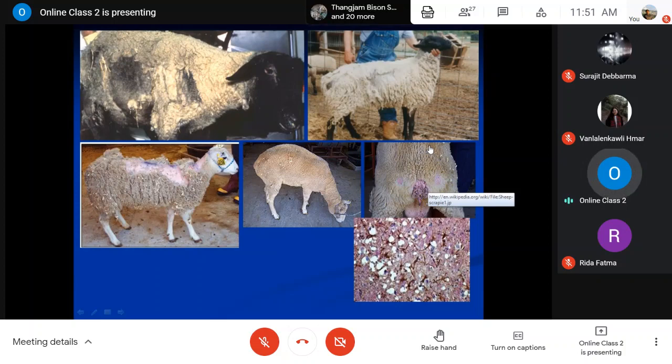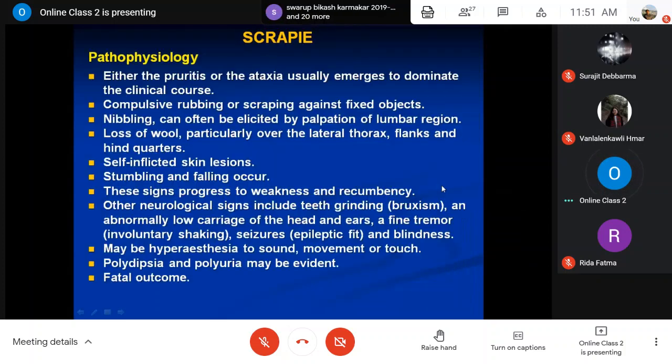Then a little bit of circling type, not exactly. But if you collect the affected brain tissue, it will be spongy in nature. If you make a section, you will have many empty vacuoles, and because of that the brain has this spongy nature. So this is about the pathophysiology, as I have already described, the possibilities and the clinical signs and symptoms.